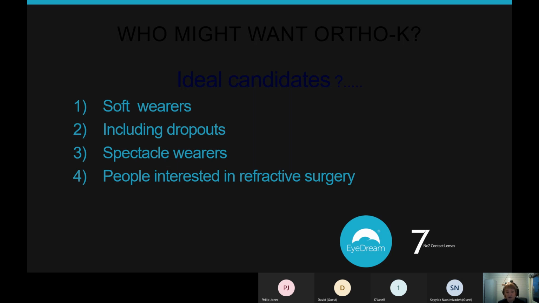And then the reason that we took it up in practice was because we were seeing patients who were being turned away for refractive surgery because their prescription was still changing, or because their corneas were too thin, and we were able to offer them an alternative when they were disappointed that they couldn't have refractive surgery.